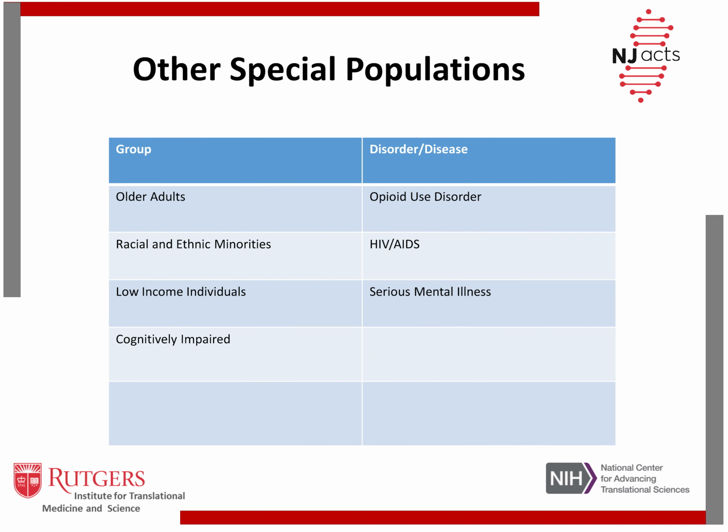Here, we will discuss other special populations that were not previously discussed. There are groups including older adults, racial and ethnic minorities, low-income individuals, the cognitively impaired, and in terms of disease, we have opioid use disorder, HIV or AIDS, and serious mental illness.